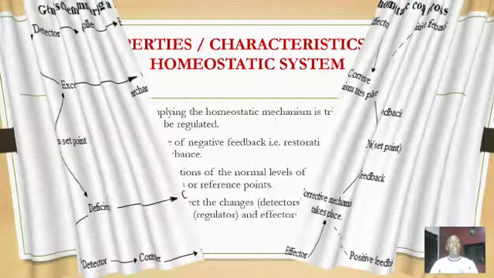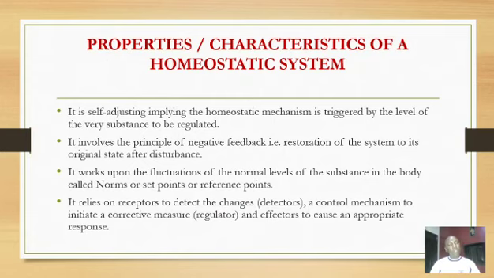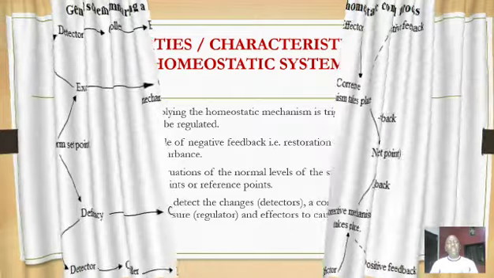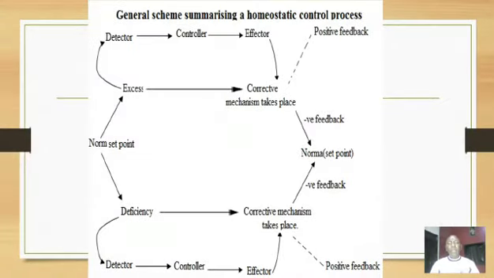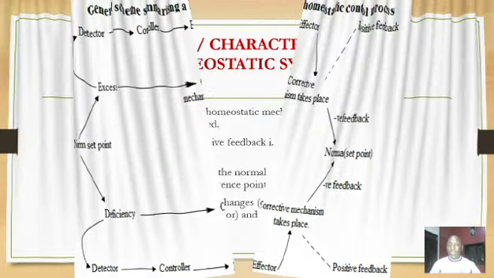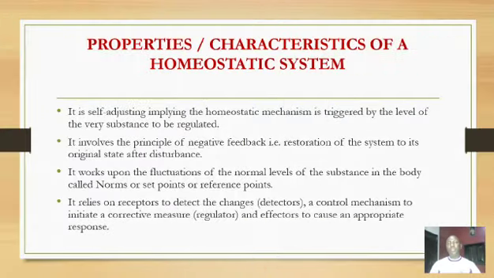That is why we say that it relies on receptors to do what? To detect the changes. It relies on the regulator to do what? To initiate the corrective mechanism. It relies on effectors to do what? To bring the corrective mechanism into action so that the factor is regulated or taken back to the norm.